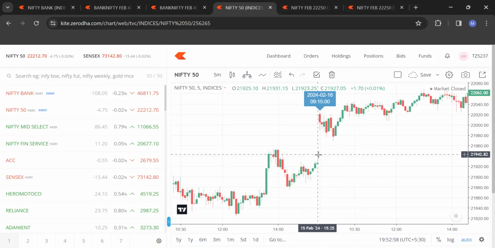So now, if this is the first 5-minute candle high, 22,024.15, my first target will be 22,024.15 plus 0.2611%.